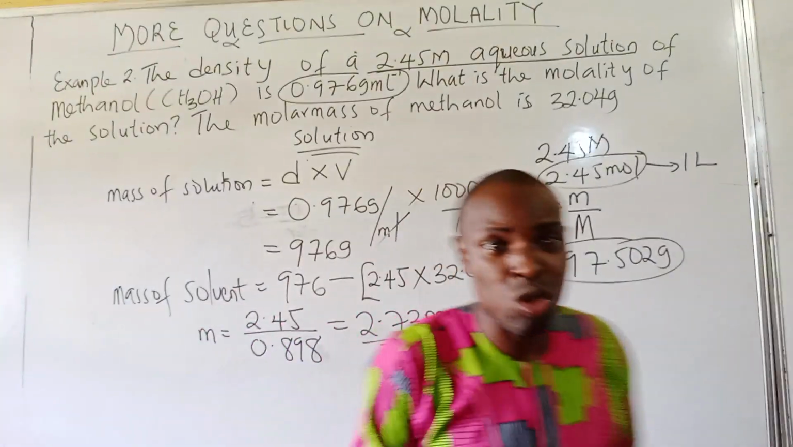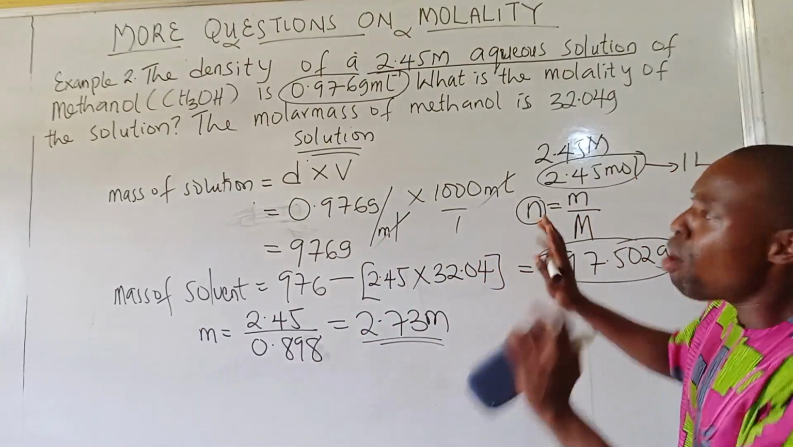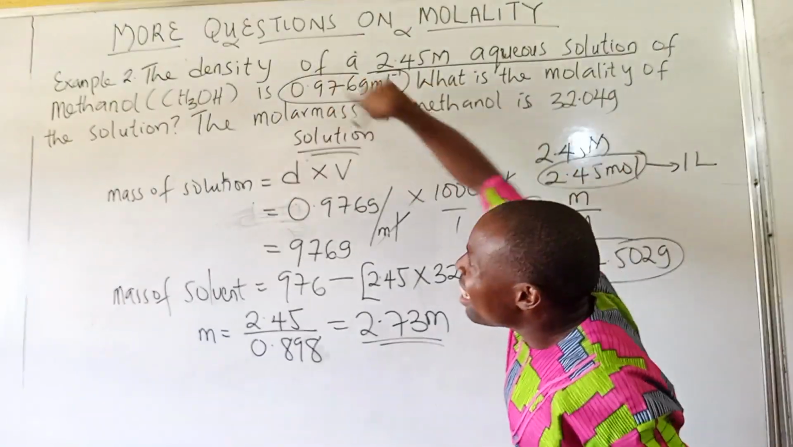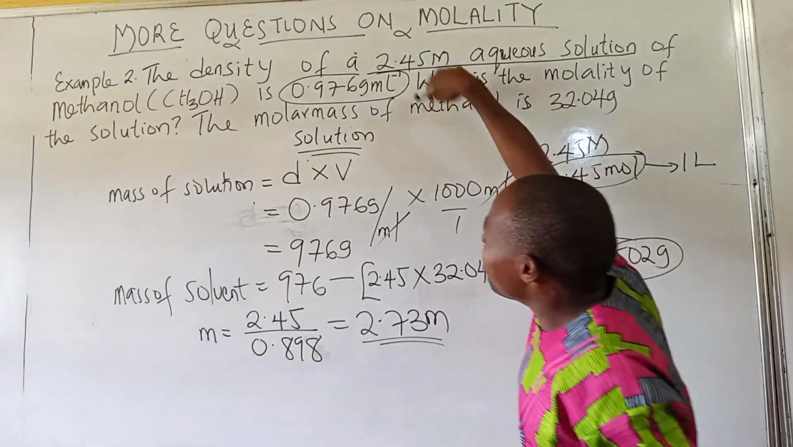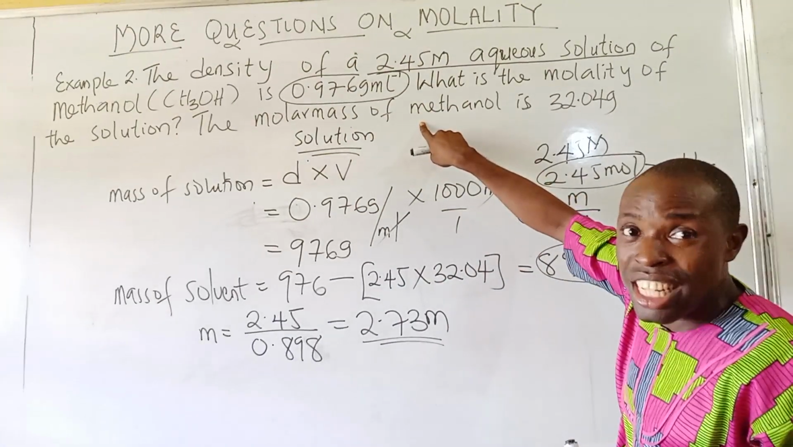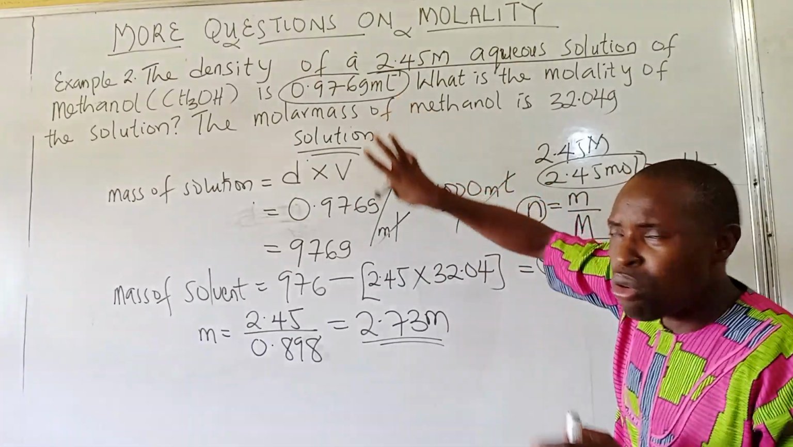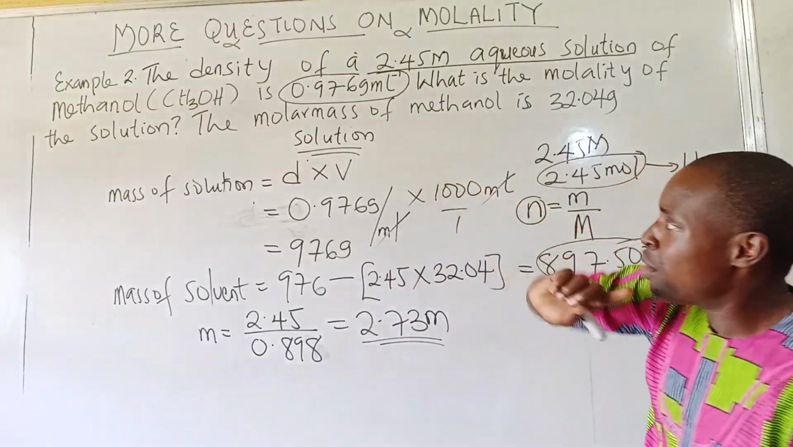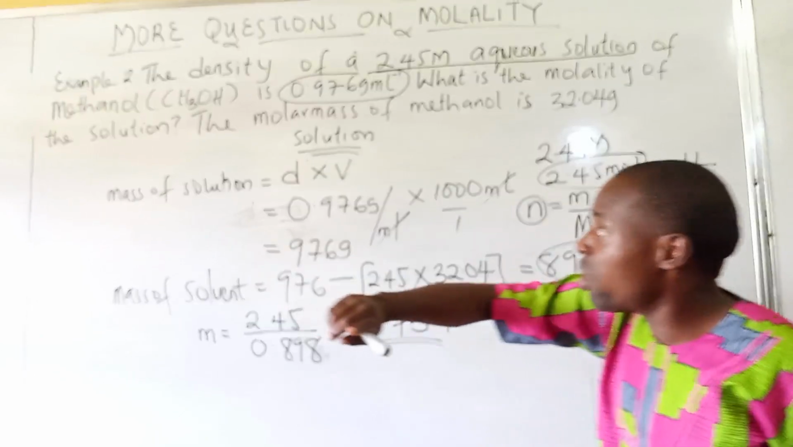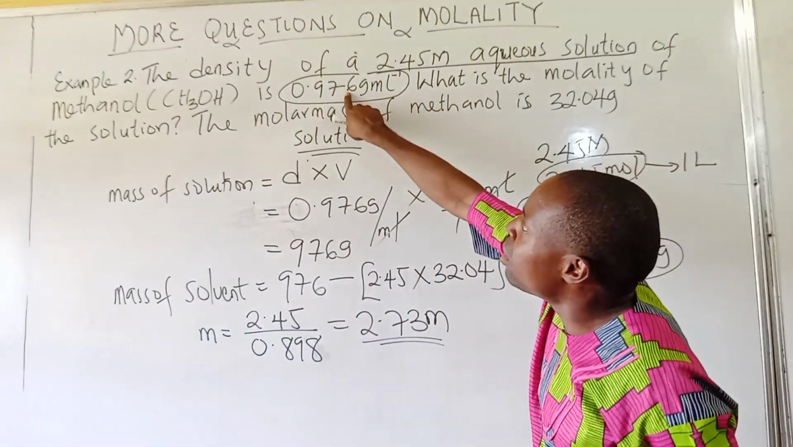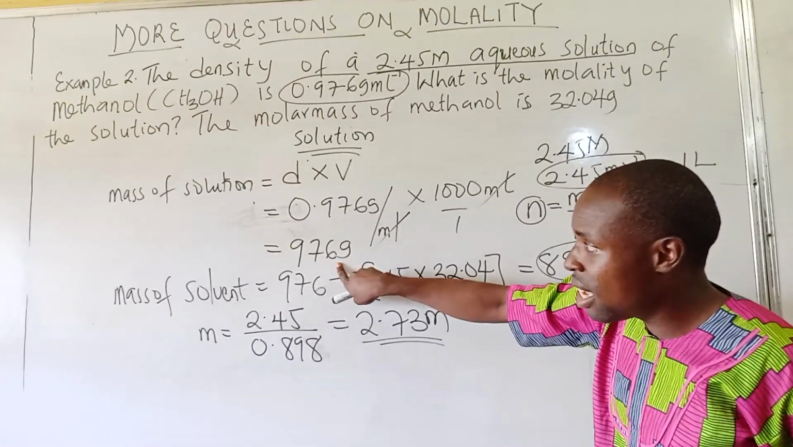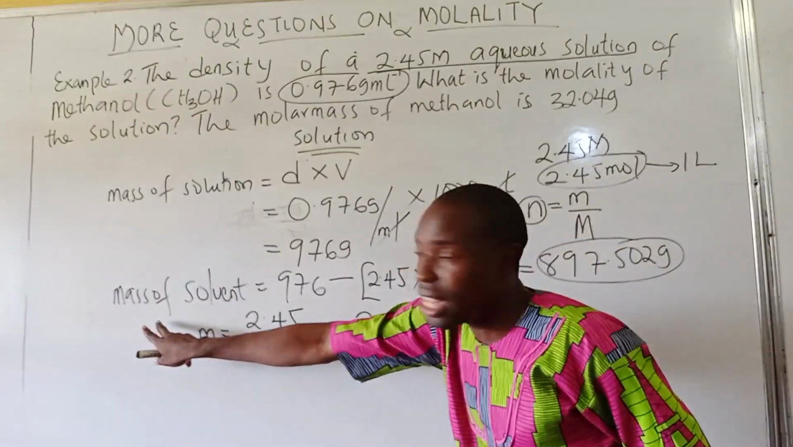It is not difficult at all. Most questions in exam conditions under this heading always follow this format. When the first question is given to you, use this format to get your answer. Step one is to get the mass of solution, and to get it, multiply the density by 1000 to get the mass. Then fall back to the next step.